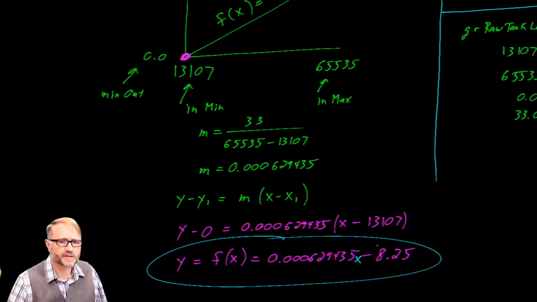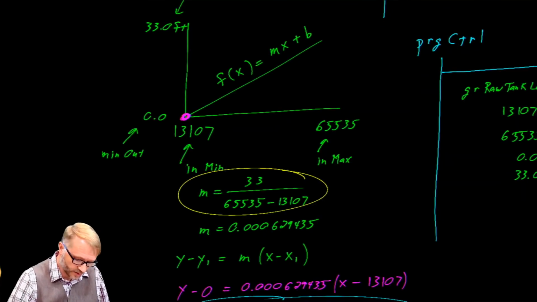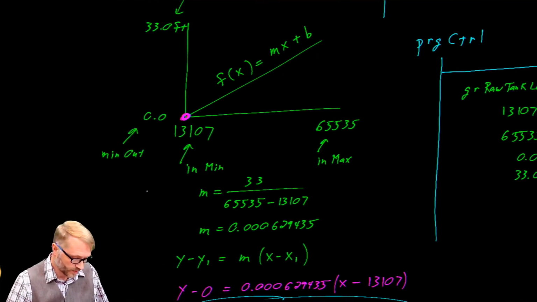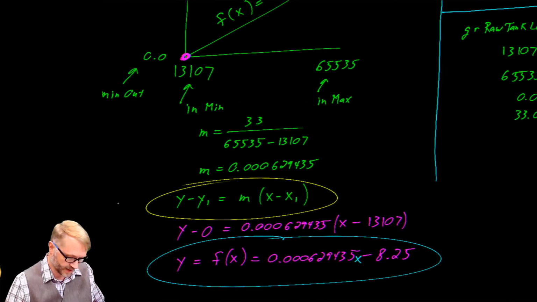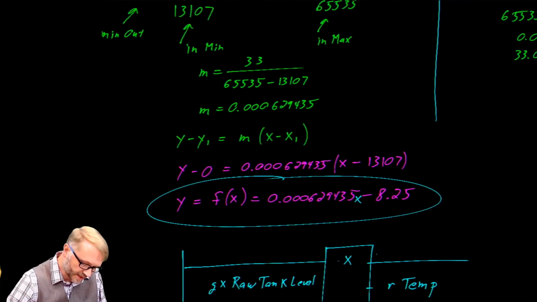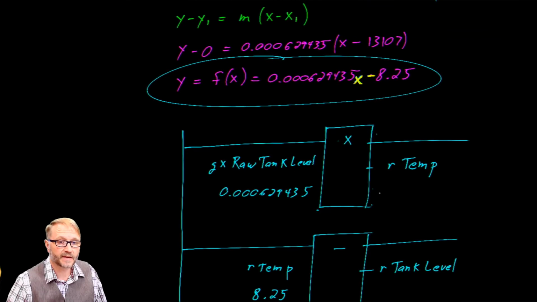Let's take another look at those steps. We started here with a transfer function where 13107 to 65535 scales linearly from 0 to 33 feet. We calculated the slope of the line. We then used the point slope intercept form to calculate the equation of the line. We moved on, and I forgot to put the multiplication here because it is that number multiplied by x, and then we subtract off 8.25. Then we built the ladder logic.